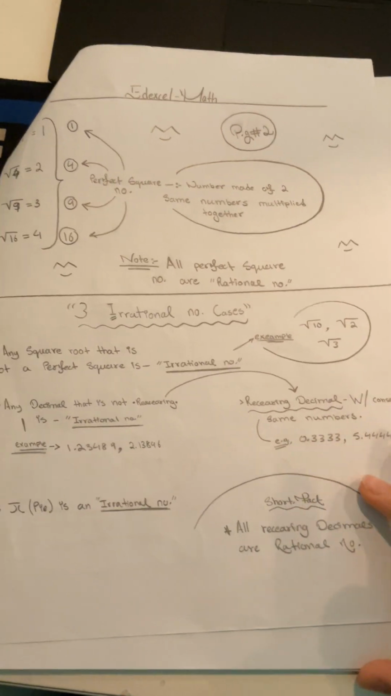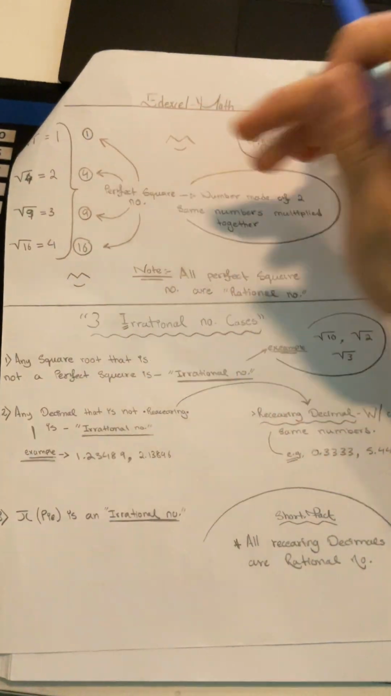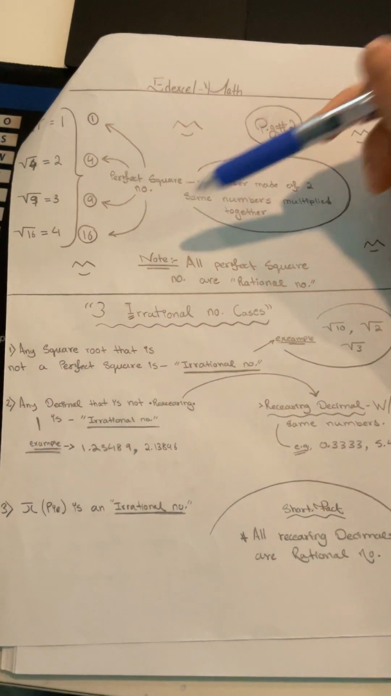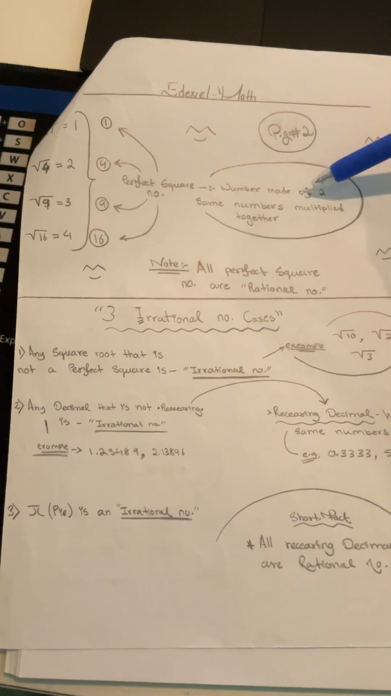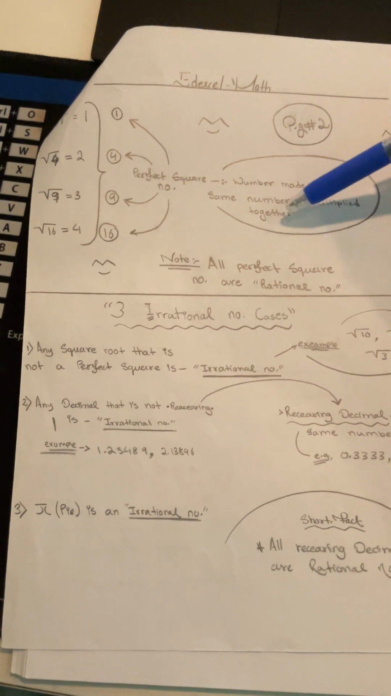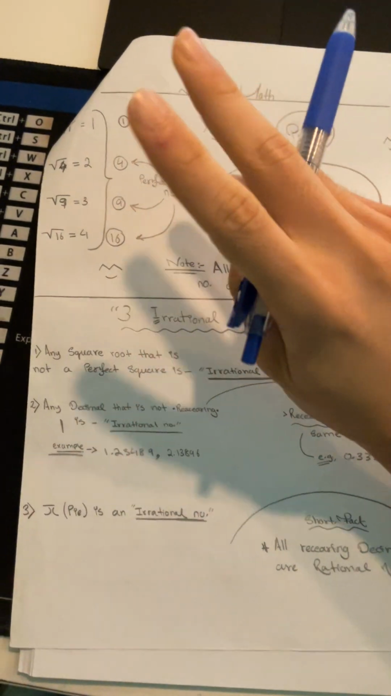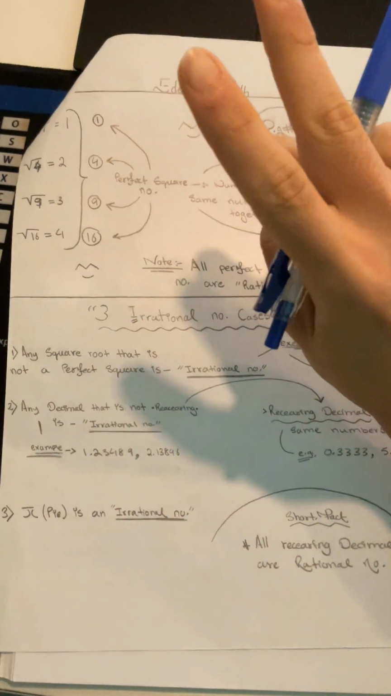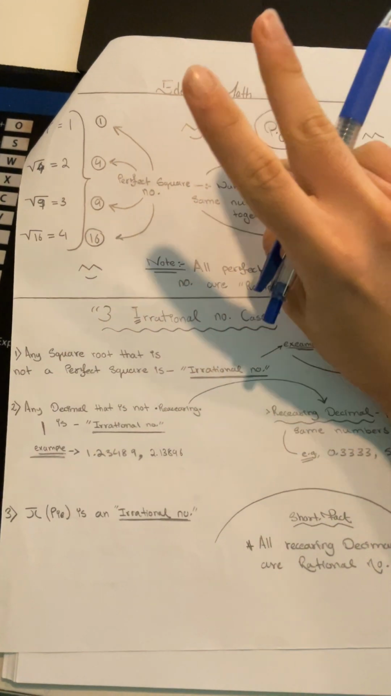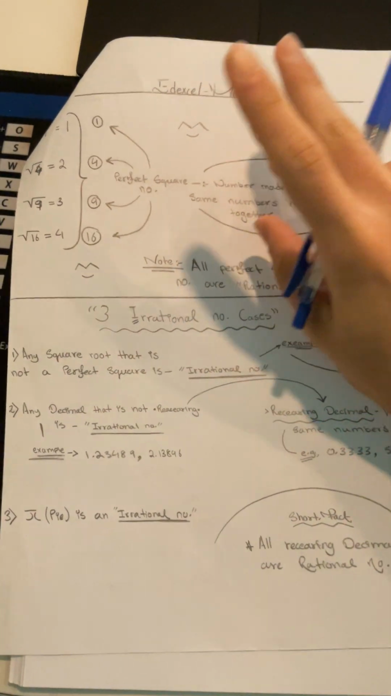Now we'll have a look at some perfect square numbers. So what is a perfect square number? A perfect square number is a number that is made of two same numbers multiplied together. If you take two same numbers and multiply them together, the product is going to be a perfect square number.